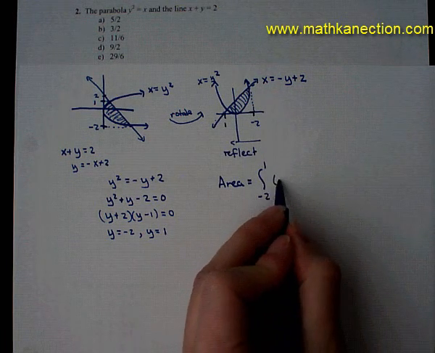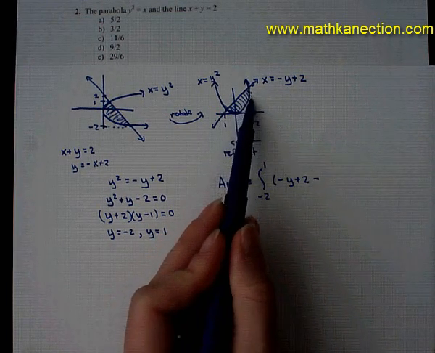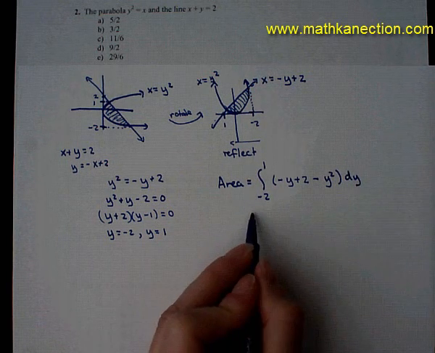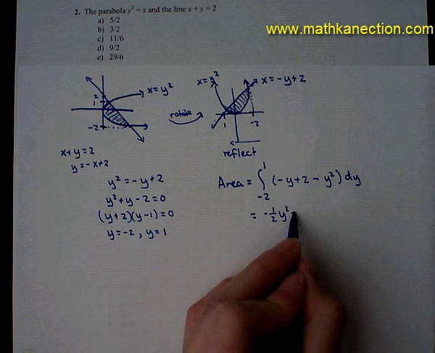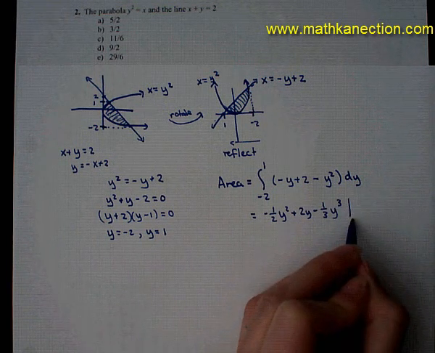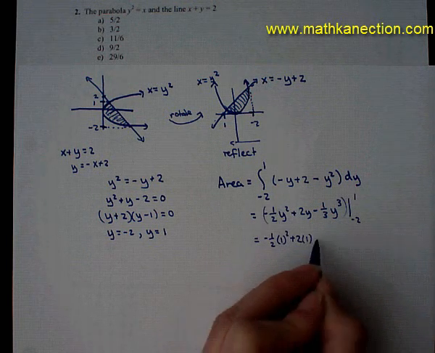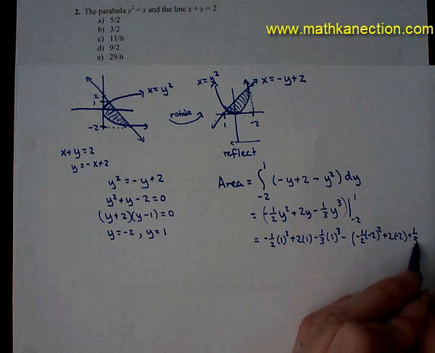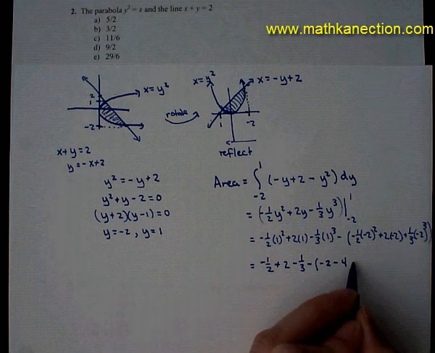which is negative y plus 2, minus our bottom function, which is y squared, dy. Anti-deriving, we'll get negative 1/2 y squared plus 2y minus 1/3 y cubed from negative 2 to 1. Following the first fundamental theorem of calculus, replacing in 1, and then subtracting replacing in negative 2. Then we'll simplify our problem and get our area.